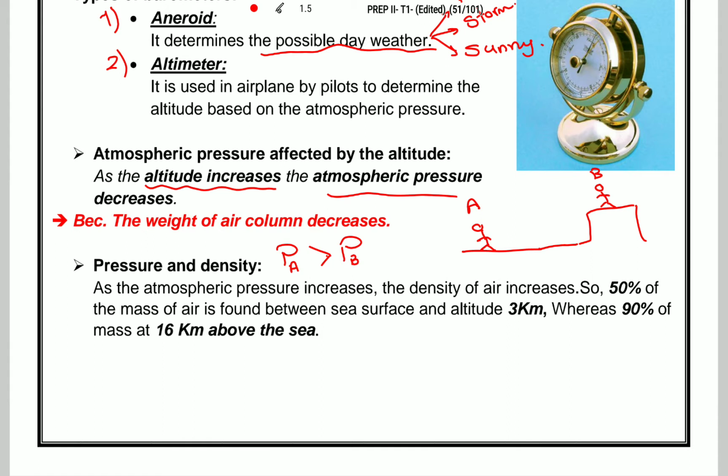Also, the density of air decreases with increasing altitude. 50% of the mass of air is found between the sea surface and an altitude of 3 kilometers. If this is the sea level, and this is 3 kilometers up, 50% of the air is found in the first 3 kilometers, and up to a height of 16 kilometers from sea level, 90% of the air is found.